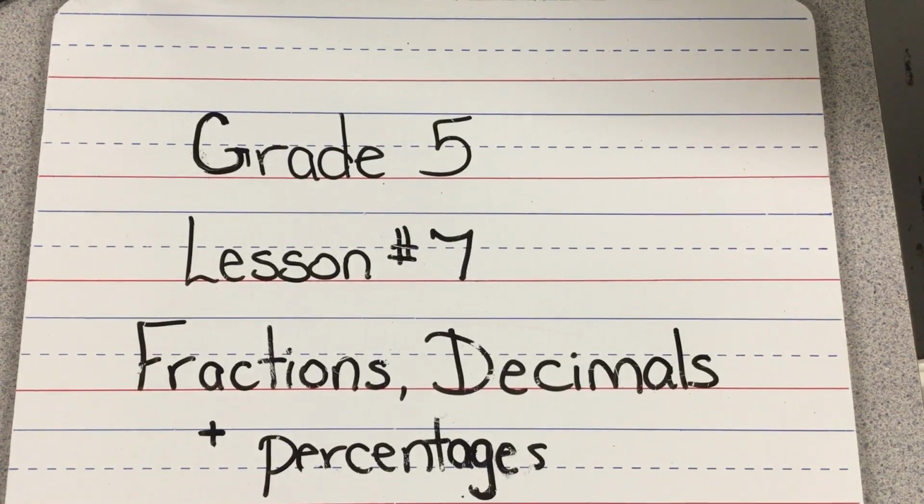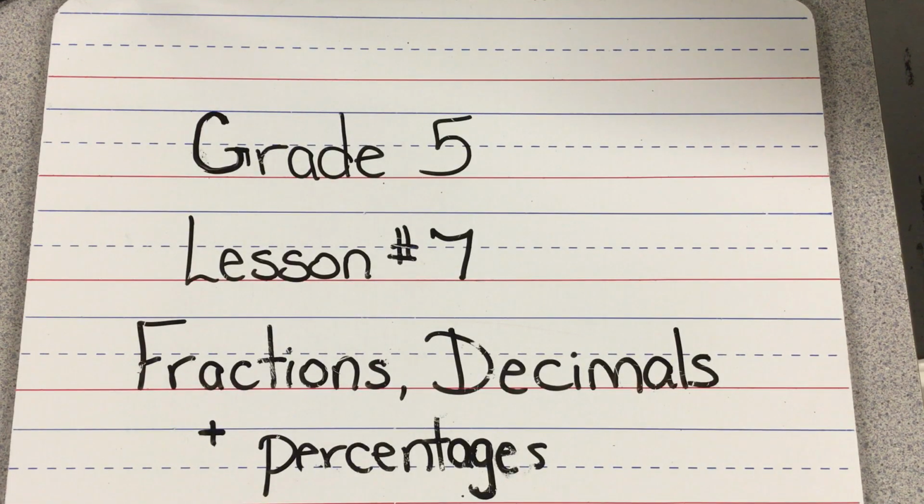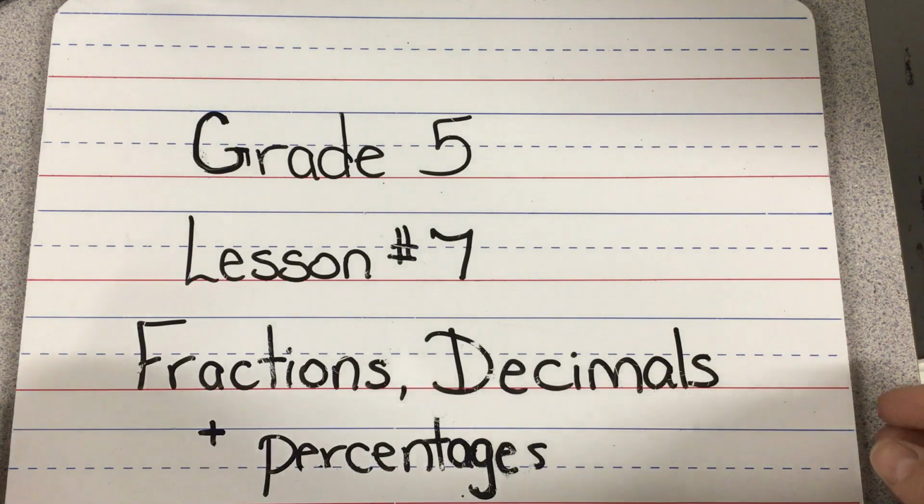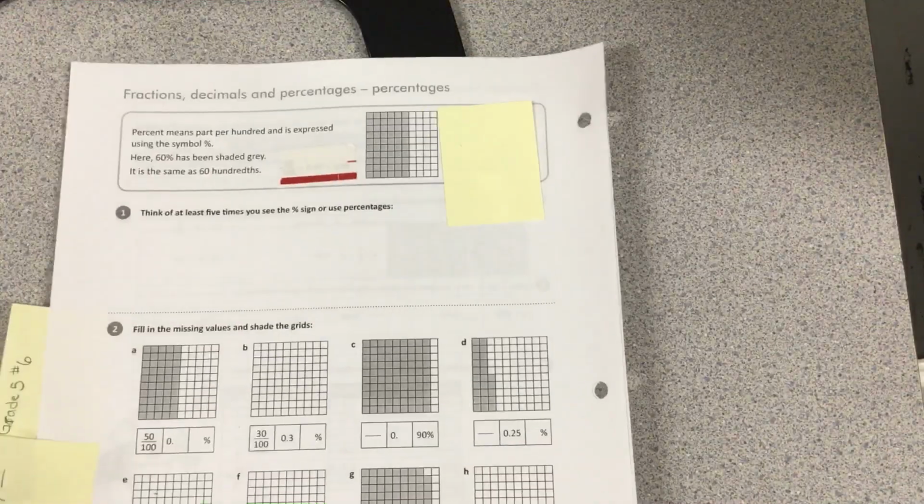Grade 5s. This lesson is number 7, and it's going to go over fractions, decimals, and percentages. So we're going to get percentages in there to show you how all three can be used to represent a number. So I'm going to just go over the questions with you in your booklet. You're working on pages 22 and 23 in your booklet.